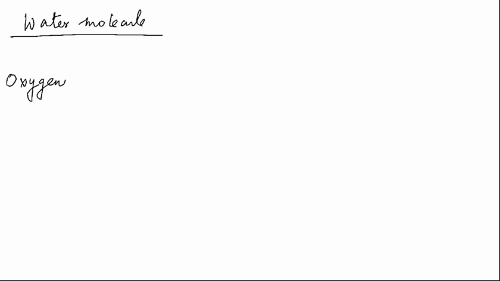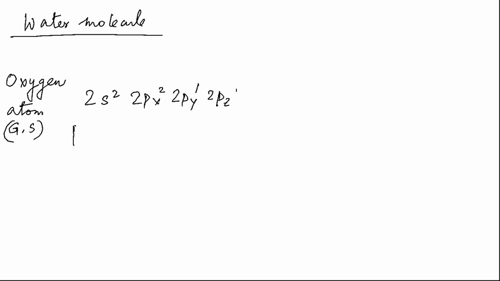So we are discussing the water molecule. In this case, the oxygen atom in the ground state can be represented as 2s2, 2px2, 2py1 and 2pz1. In box model, it can be represented like this.